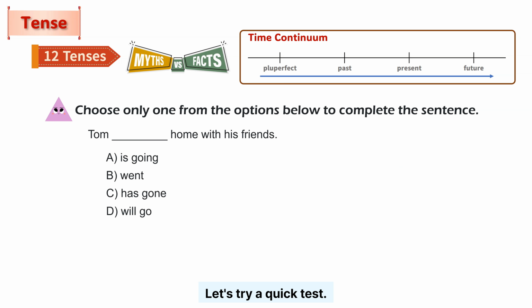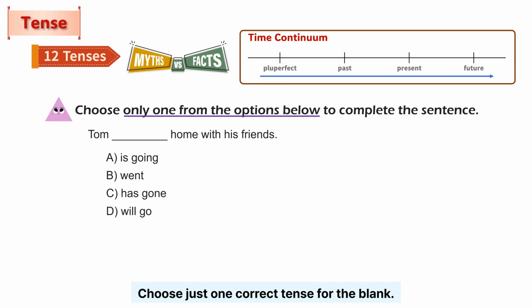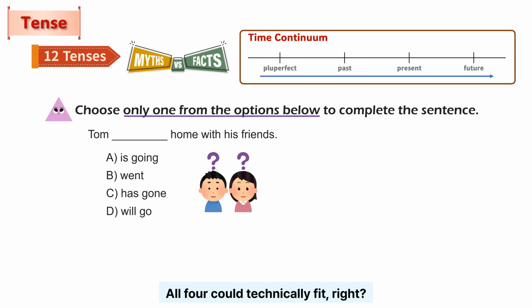Let's try a quick test. Here's a question. Choose just one correct tense for the blank. All four could technically fit, right? That makes it tough. Even Shakespeare or Hemingway couldn't easily decide.